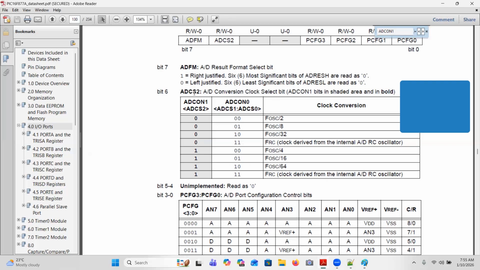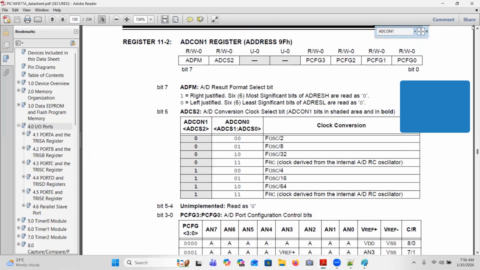using ADCCS, meaning the ADC conversion clock select bit, ADC conversion clock select bit 2. So these are 2 bits actually. ADCS1, but here one is missing. I think this is part of another register. Totally, we have 2 bits, right?